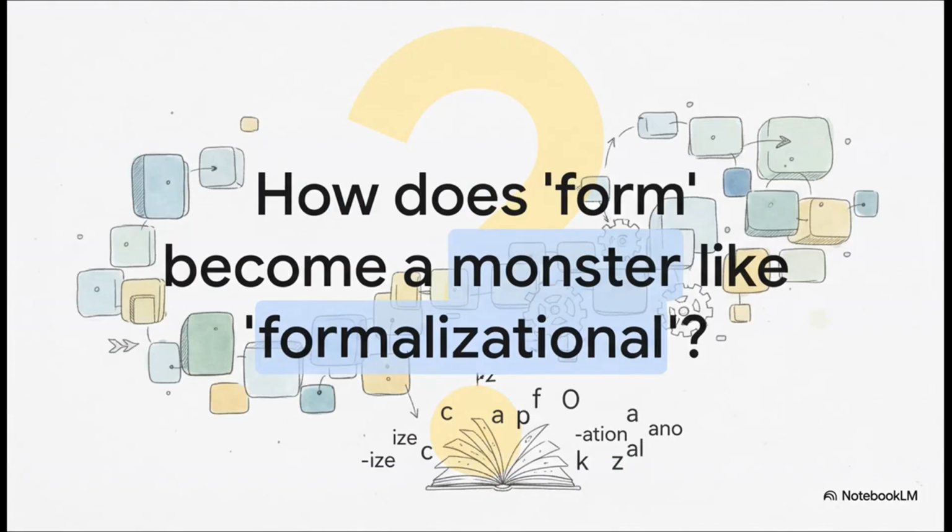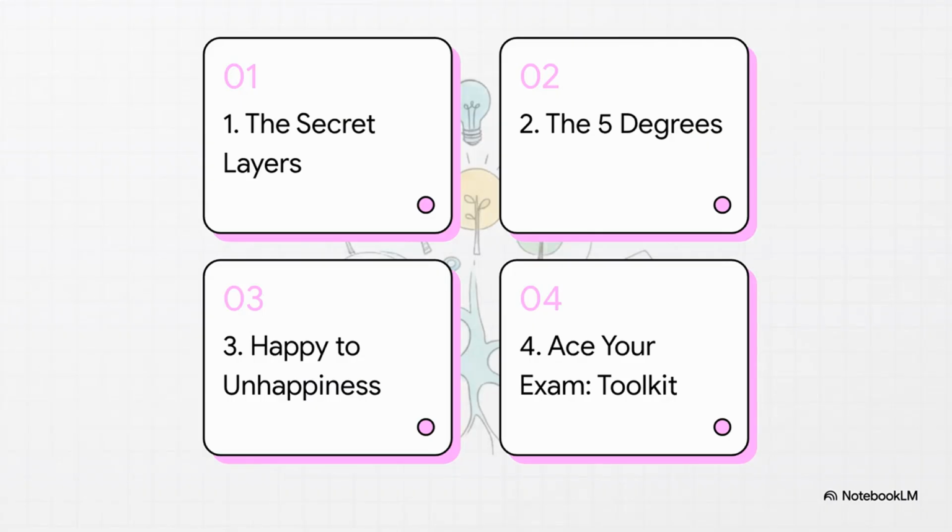So that's the big question, isn't it? How does a simple word like form morph into this absolute monster, formalizational? Well, that's our mission today. We're not just going to define it, we are going to deconstruct it piece by piece and show you the simple, logical steps of how it was created. If you can master this, you'll be ready for any morphology question an exam can throw at you. Okay, let's dive right in.